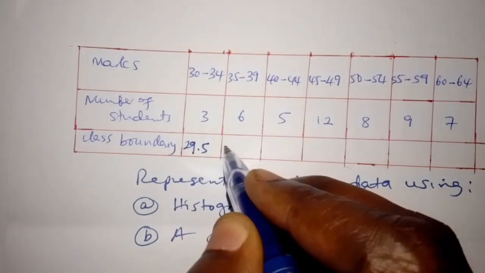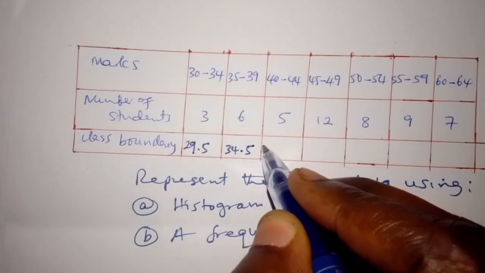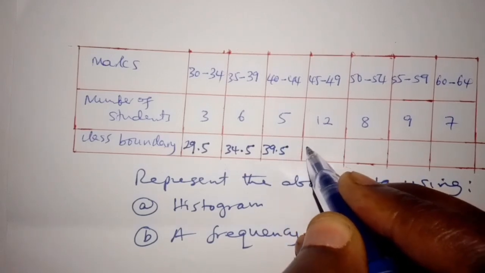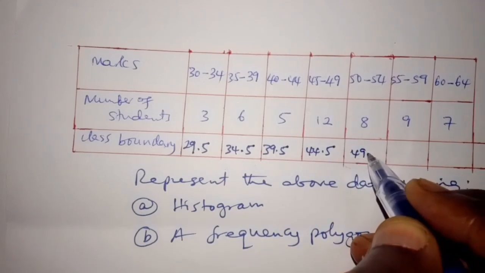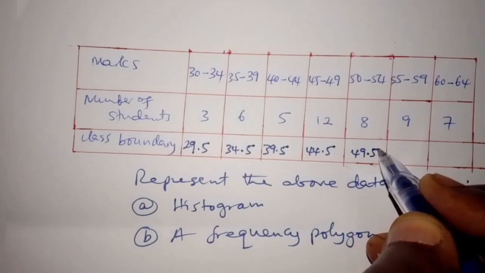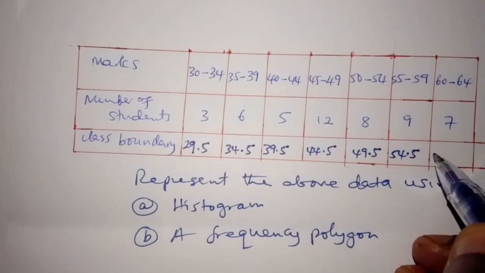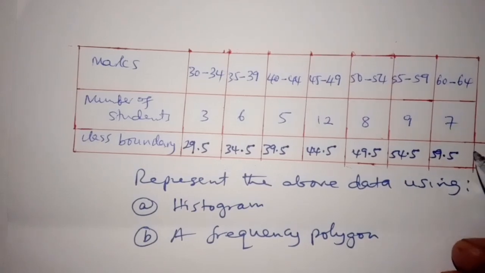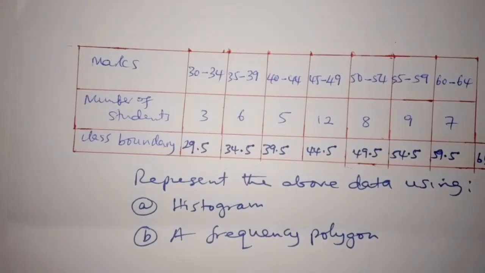29.5, 34.5, 39.5, 44.5, 49.5, 54.5, 59.5, 64.5. So we want to construct the histogram.